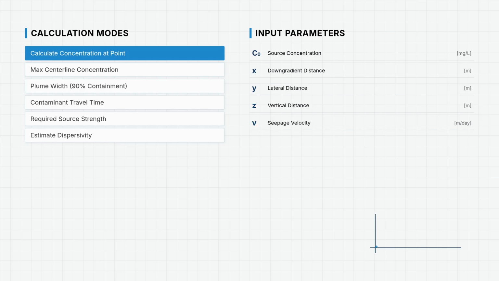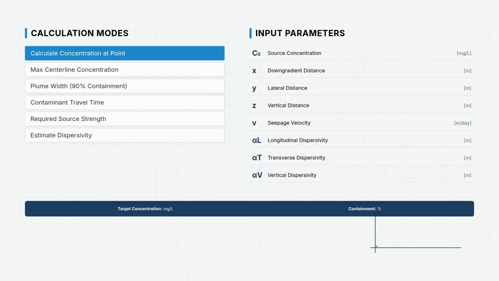Enter source concentration C0 in milligrams per liter, down gradient distance x in meters, lateral distance y in meters, and vertical distance z in meters. Input: seepage velocity v in meters per day, then the dispersivity values. Longitudinal dispersivity AL, transverse dispersivity AT, and vertical dispersivity AV, all in meters. Finally, add target concentration in milligrams per liter and containment percentage.